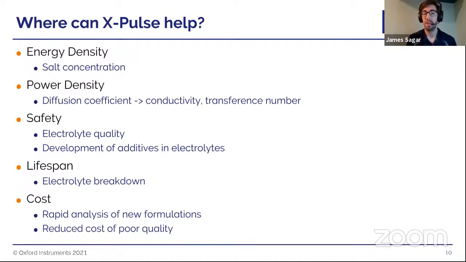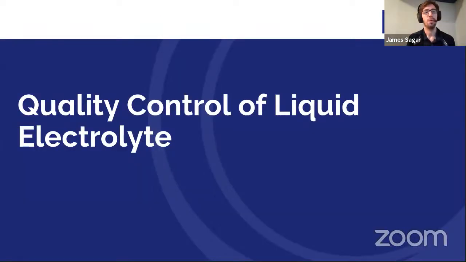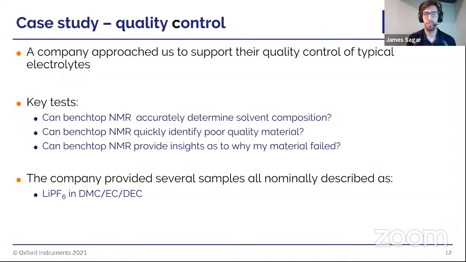We can understand the lifespan of a battery by understanding electrolyte breakdown, and we can decrease the cost by allowing rapid analysis of new formulations, decreasing your development costs, and also reducing that cost of poor quality. So here are a few applications in quality control. So here's a little case study.